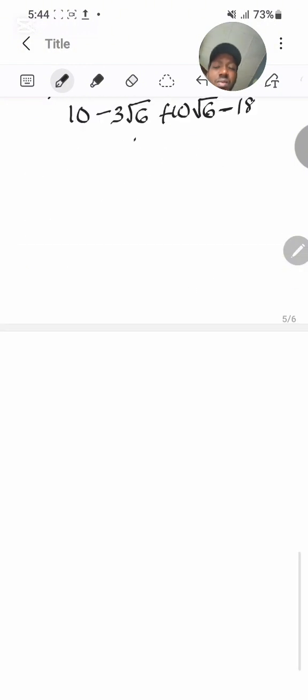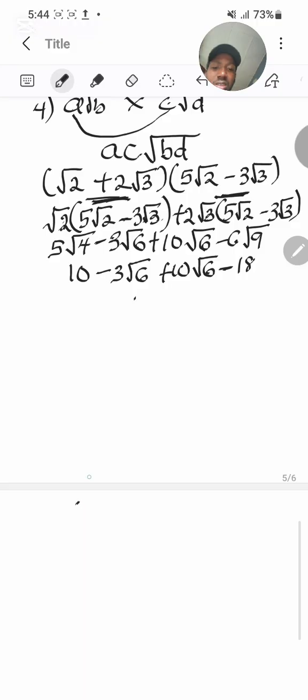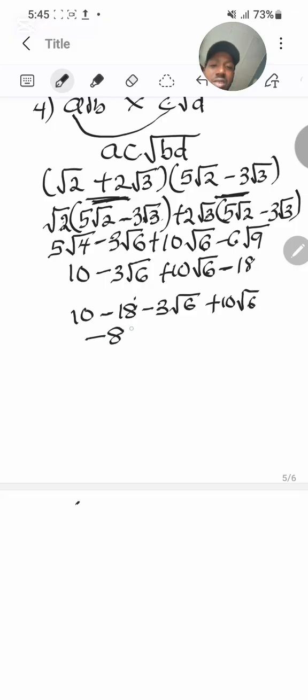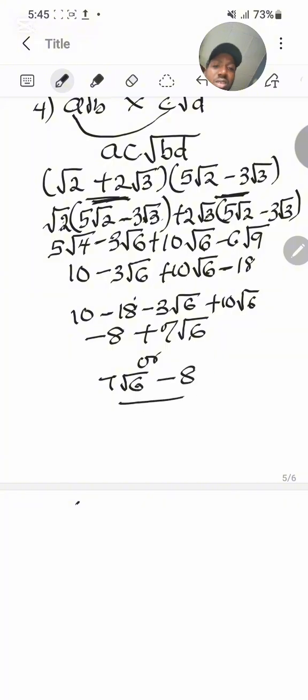All right, so we can say 10 minus 18 minus 3 root 6 plus 10 root 6. So 10 minus 18 is going to give us minus 8. Minus 3 root 6 plus 10 root 6 is going to give us plus 7 root 6. So you can leave your answer like this, or you rearrange it and write 7 root 6 minus 8. So this can be your answer, or you leave it as this.